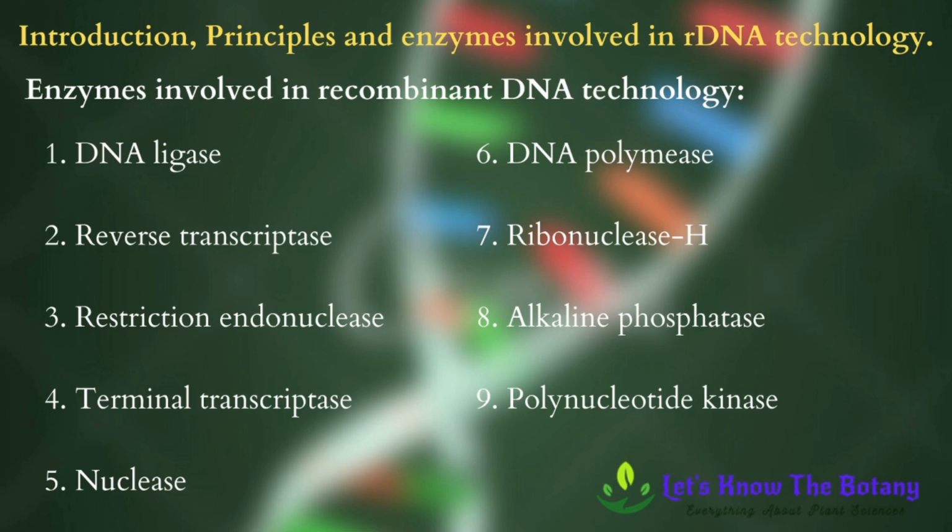Next enzyme is alkaline phosphatase. The enzyme alkaline phosphatase helps in removal of the terminal phosphate group from the 5' end. It prevents self-annealing of vector DNA soon after it is cut open by restriction endonuclease. And the last enzyme is polynucleotide kinase. It adds a phosphate group from an ATP molecule to the terminal 5' end after dephosphorylation by alkaline phosphatase. So this is all about the introduction, principles and enzymes involved in recombinant DNA technology.